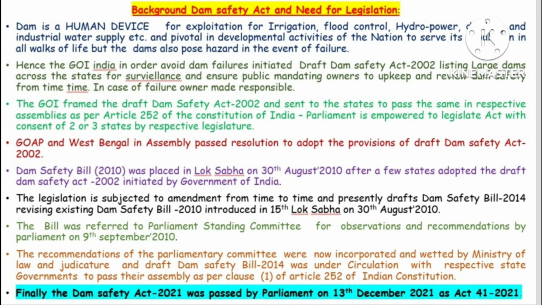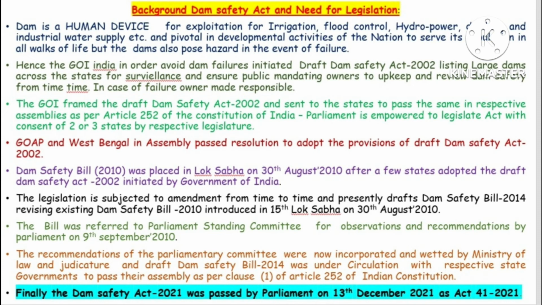Background: Dam Safety Act and need for legislation. Dams are a human device for exploitation for irrigation, flood control, hydropower, and industrial water supply, etc., and are pivotal in development activities of the nation. Hence, the Government of India, in order to avoid dam failure, initiated the draft Dam Safety Act 2002. The Government of India framed the draft Dam Safety Act 2002 and sent it to the states to pass the same in respective assemblies as per Article 252 of the Constitution of India.